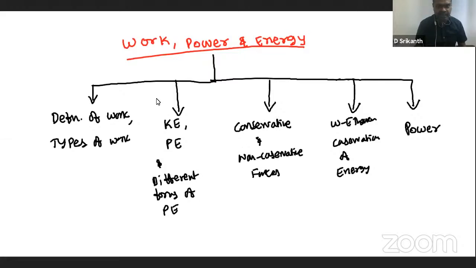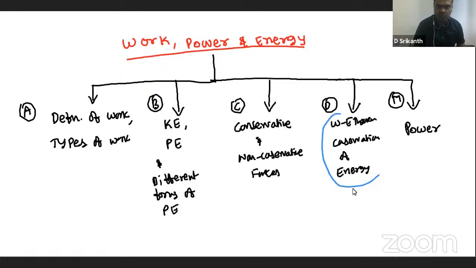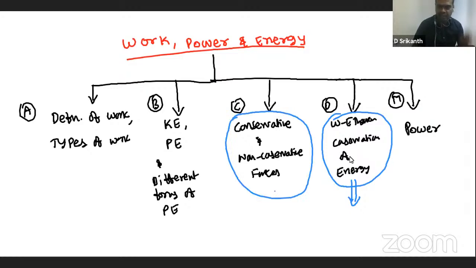Suppose these are categories A, B, C, D, and this category is M. Out of these categories, in the JEE Mains level, they ask two questions on this one. This topic is most important, and sometimes they ask on this one. Give priority to this topic.